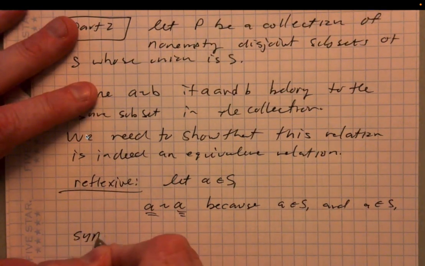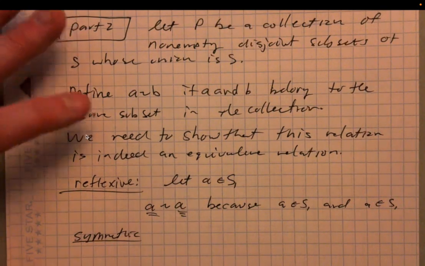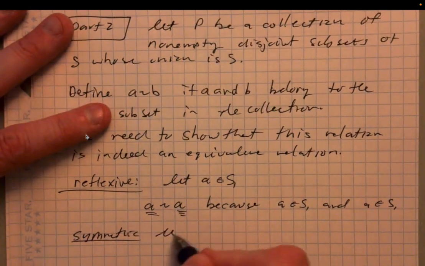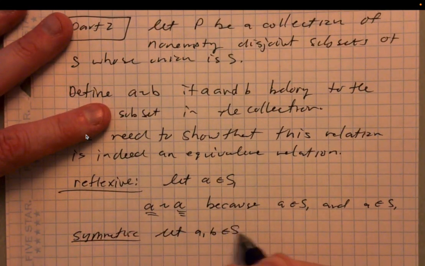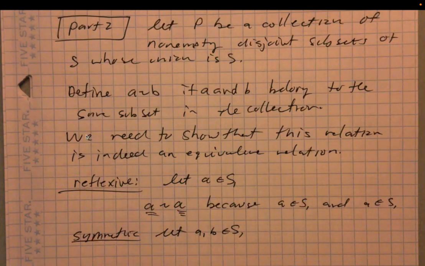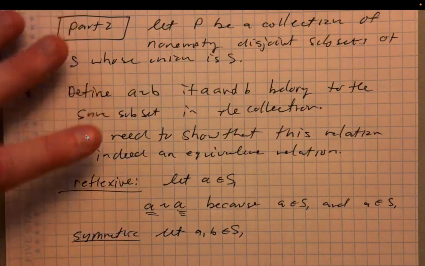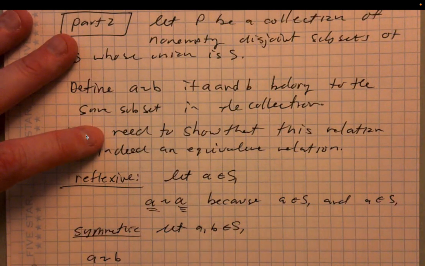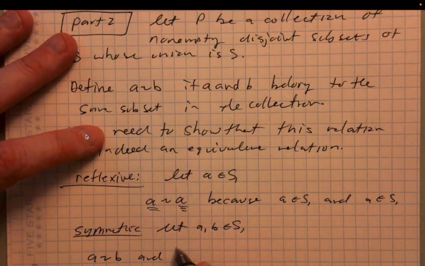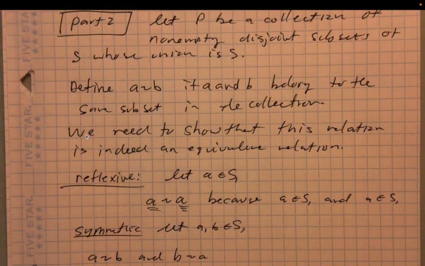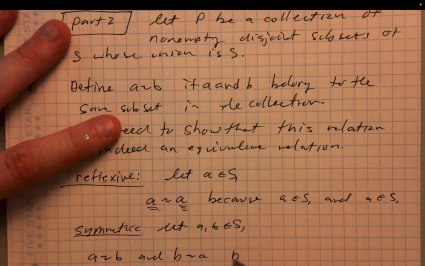Symmetric. Do we have symmetry here? So let's let A and B be two elements of a subset, we'll say S1. Well, A equivalent to B and B equivalent to A, well, because they're both in the same set. A is equivalent to B because A is in B's subset. B is equivalent to A because B is in A's subset. So that's fine.